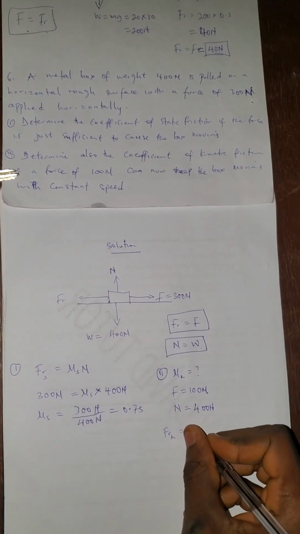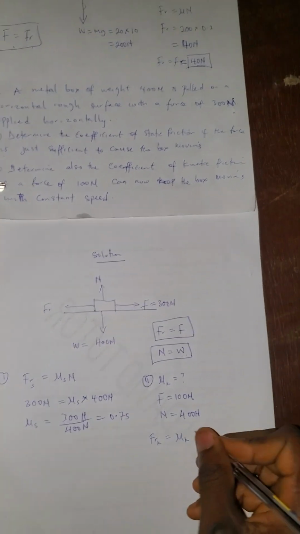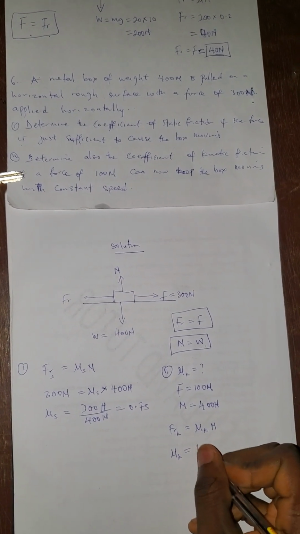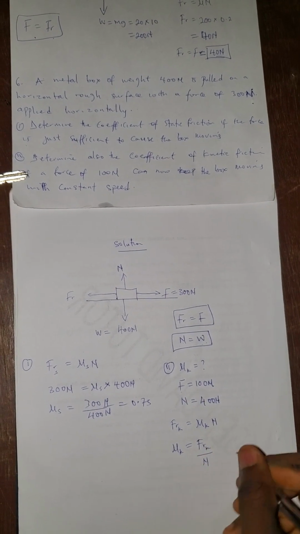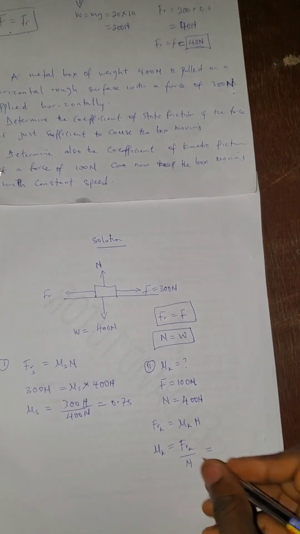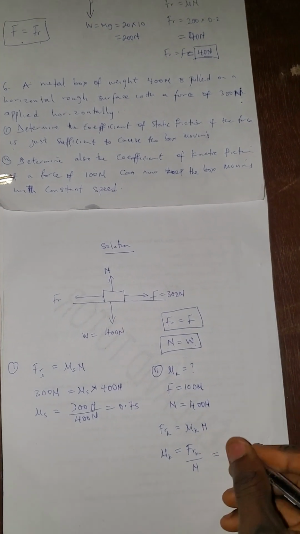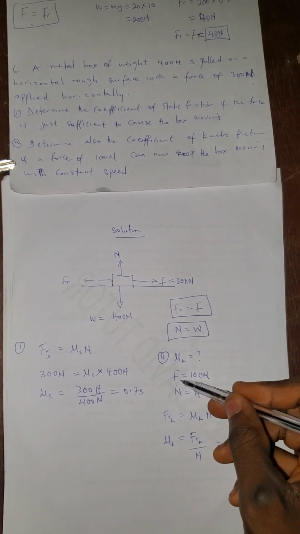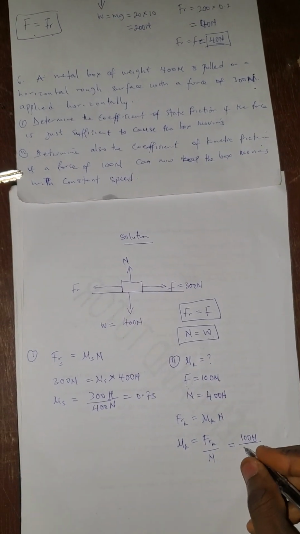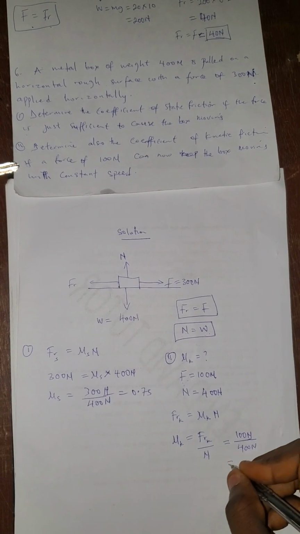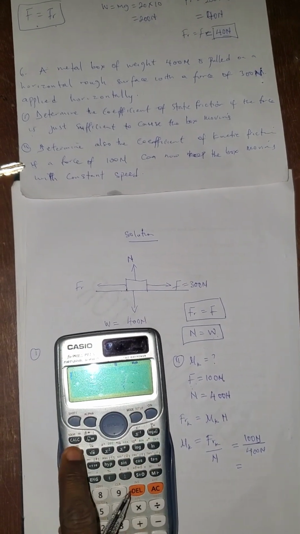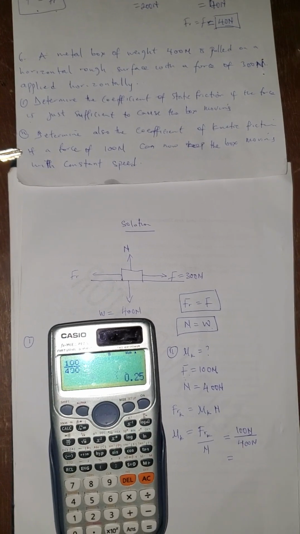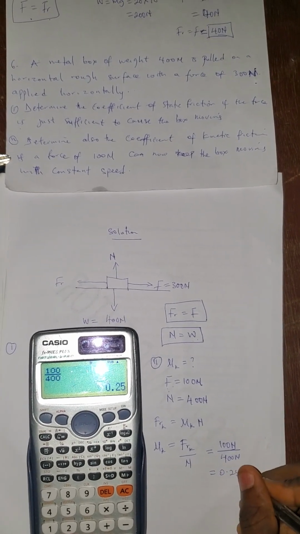So here, we have the same formula. The frictional force of the kinetic friction is equal to the coefficient of the kinetic friction multiplied by the normal reaction. The coefficient of the kinetic friction will now be the frictional force of the kinetic friction over the normal reaction. And the frictional force of the kinetic friction here will be 100, because the Fr is equal to F, and we are given F. Then the normal reaction is 400 Newton. So the answer here is 100 over 400. That's 0.25. So the answer is 0.25.